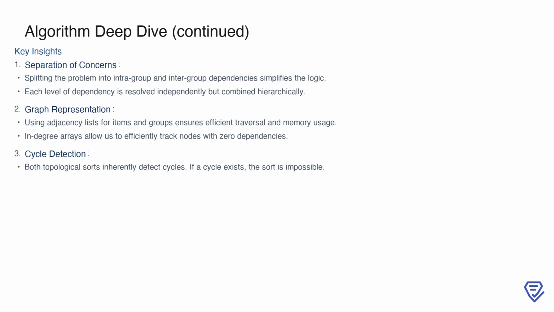By addressing these dependencies independently and hierarchically, the logic remains clear and organized. Using adjacency lists to represent the graphs allows for efficient traversal and minimizes memory usage. The indegree arrays are essential for tracking nodes with 0 dependencies, enabling us to process them efficiently. Additionally, the use of topological sorting inherently detects cycles. If a cycle exists in either the item graph or the group graph, the sorting process will fail, signaling that the dependencies cannot be resolved.